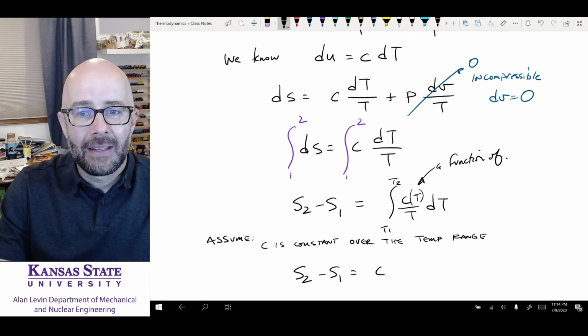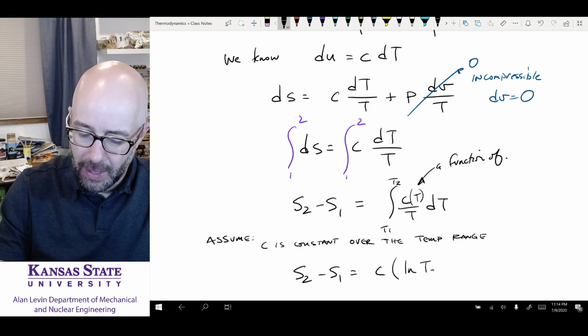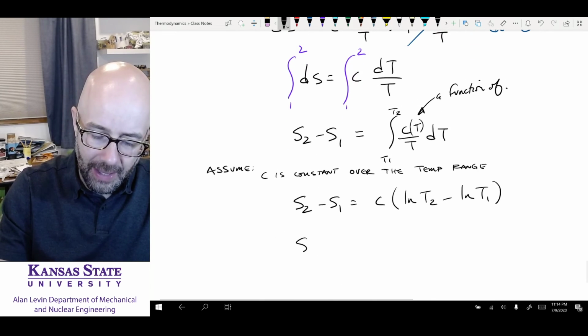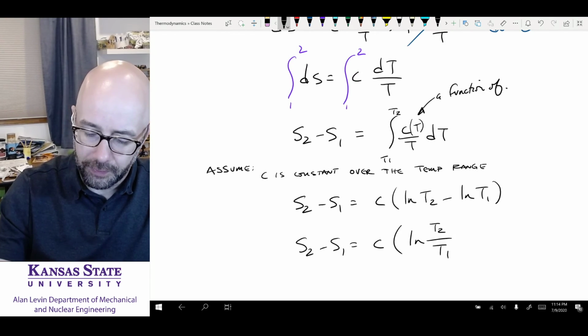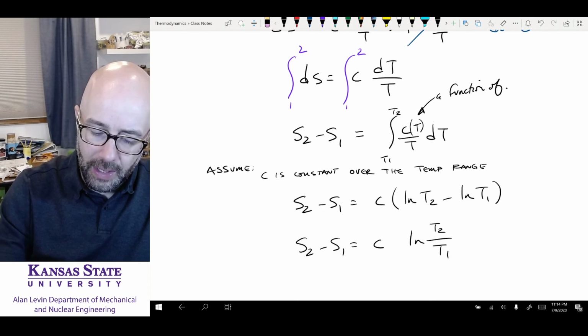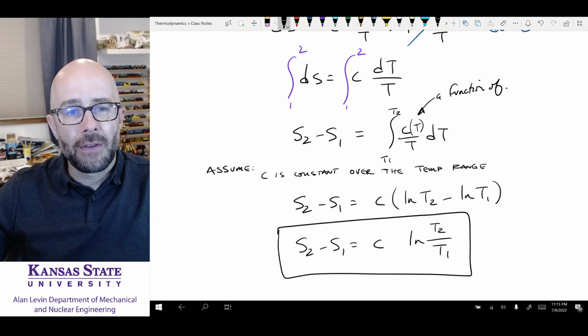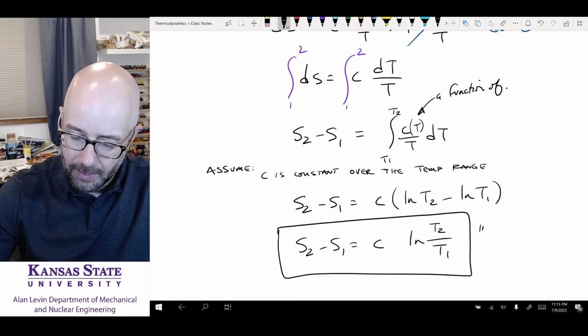What is the integral of dT over T? That's our old friend, natural log. This is going to be natural log of T2 minus the natural log of T1. In our rules of logs, we can say S2 minus S1 is equal to the specific heat times the natural log of T2 over T1. So this here is what we're going to use to find the change in entropy for an incompressible substance.